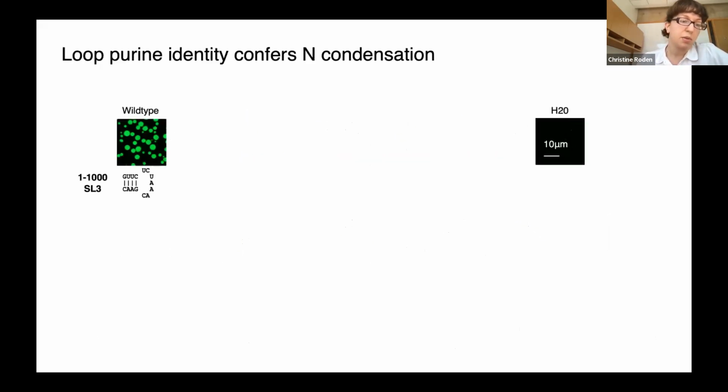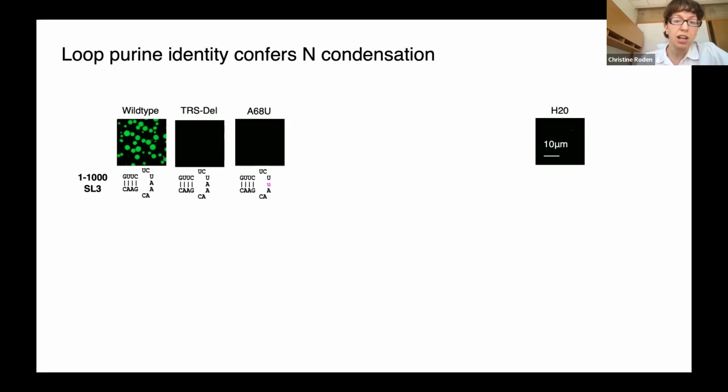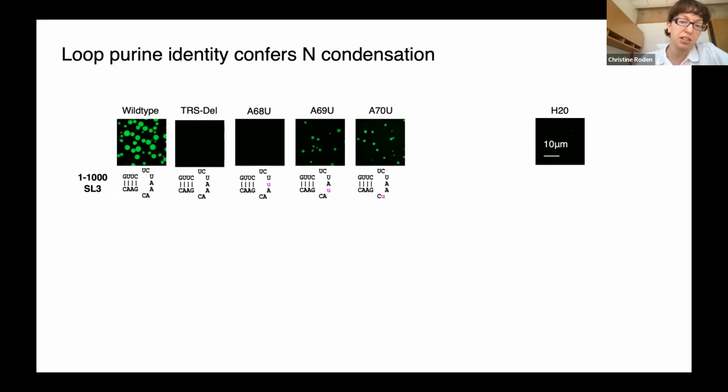So to answer this, I synthesized fragments of viral RNA with mutations. So starting with wild type, the deletion, as I'll remind you, completely blocks condensation. If we mutate a single nucleotide in the 1,000 nucleotides, an A to a U, we can block condensation. Similar results with another nucleotide just downstream of that, and another nucleotide just downstream of that. So the loop purine identity seems to be very important for specifying the ability to condense.